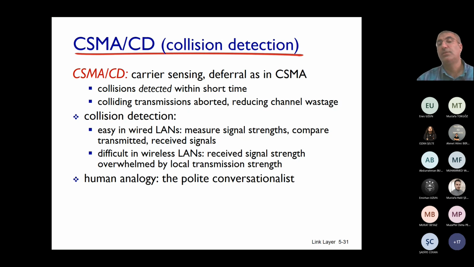But this collision detection can be easy in wired LANs because you can measure the signal strengths and compare the transmitted and received signals, but it's very difficult in wireless local area networks.